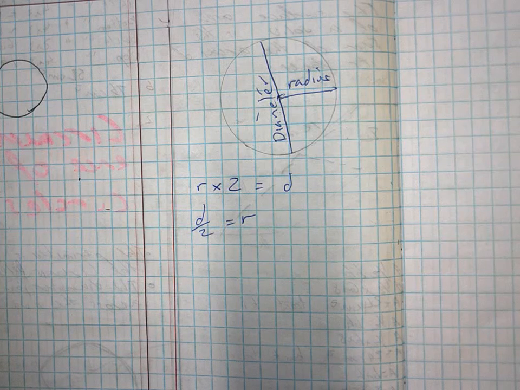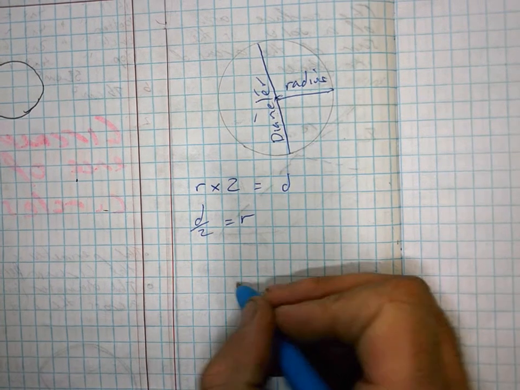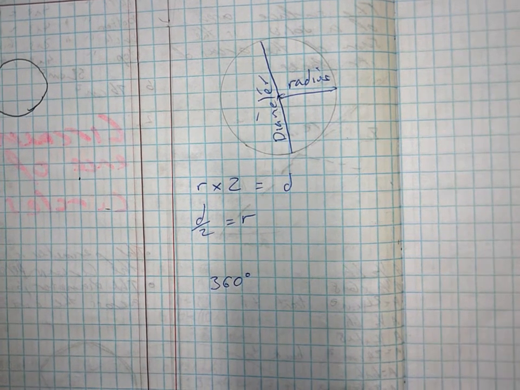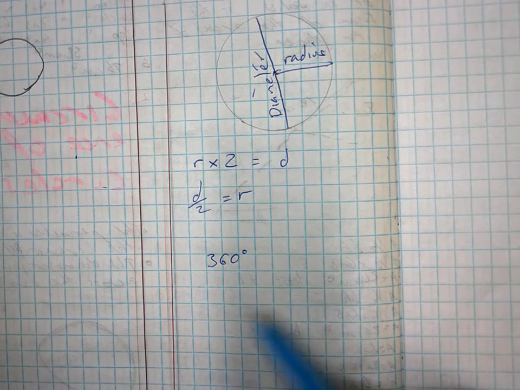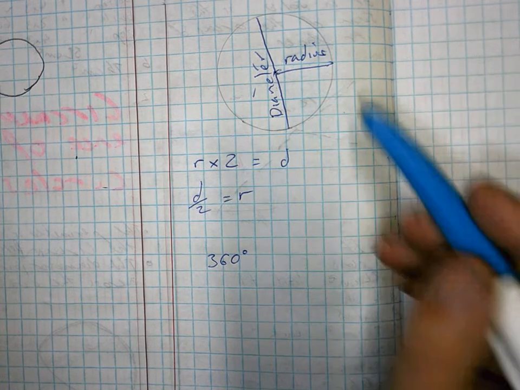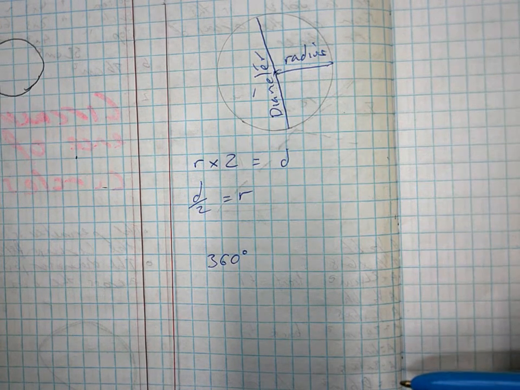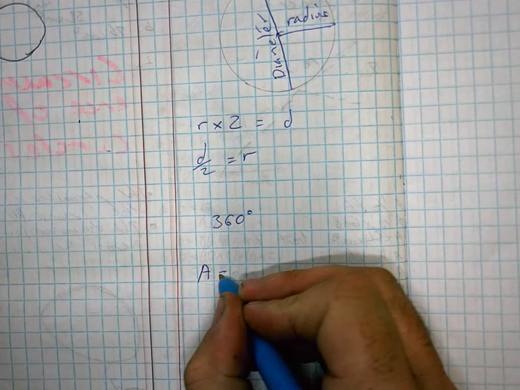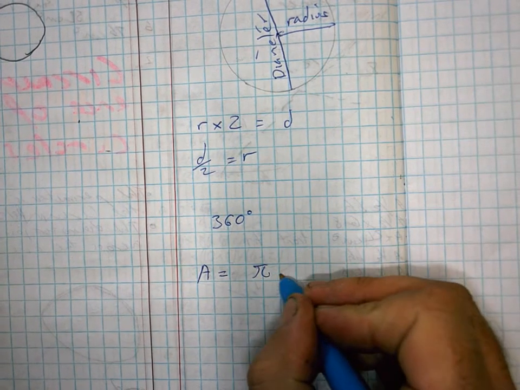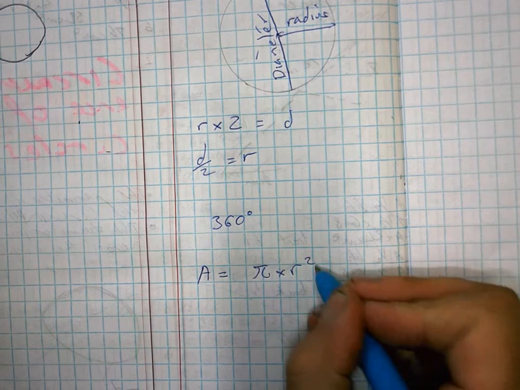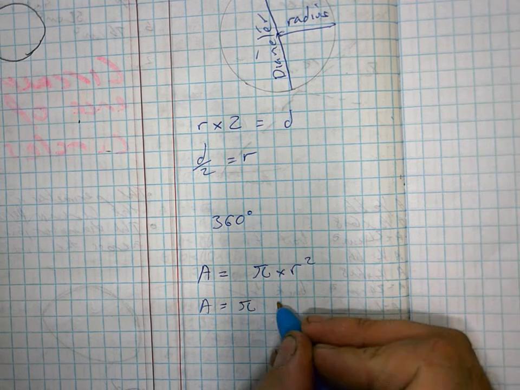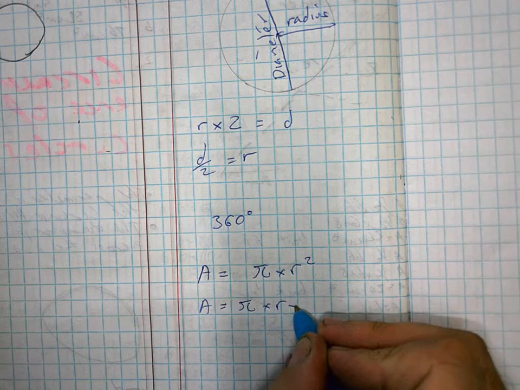So, key things to recognise about circles as well. There's one other fact, that all the way around in a circle is 360 degrees. So basically my compasses went round 360 degrees to make my circle. The area of a circle is defined as pi times the radius squared. So you can call that, the area is really pi times r times r.